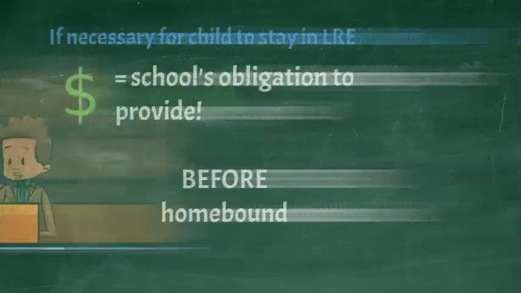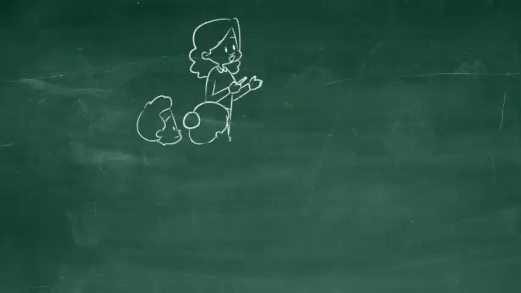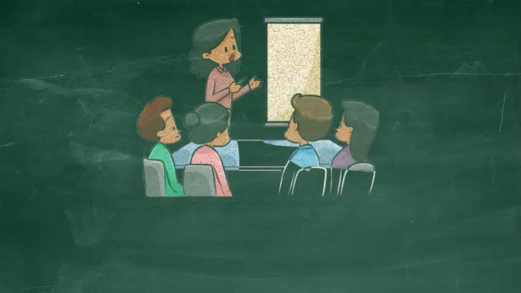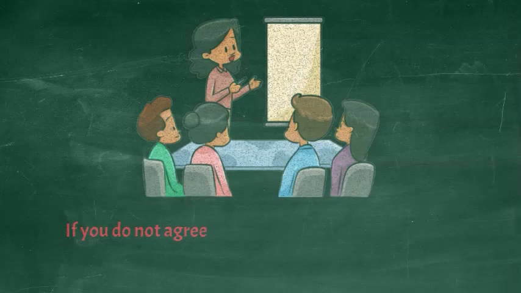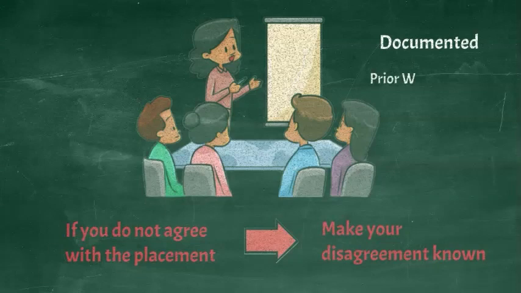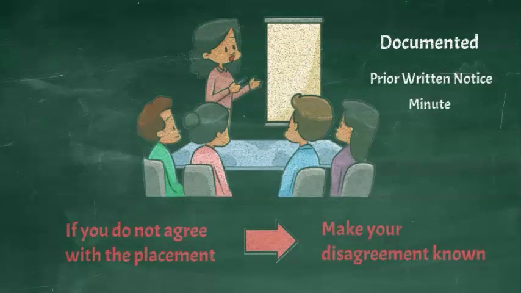If the IEP team places your child on homebound or a modified day, even if they present those as the only options, if you do not agree with that placement, you should make your disagreement known. You can ask that it be noted in the prior written notice and meeting minutes that you do not agree with the placement. Having it documented will help if you choose to pursue dispute resolution options to challenge the placement decision.